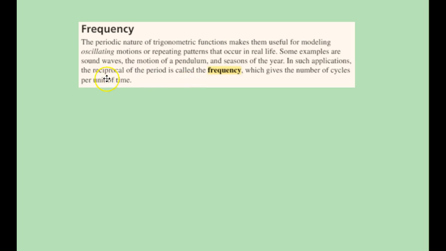So the frequency is the reciprocal of the period. Once we find the period, we use the reciprocal, which is going to be 1 over the period that we found. So the frequency gives the number of cycles per unit of time. The period, remember, is the length that it takes to get through one cycle. Frequency tells me how many cycles per unit of time. That's just our big difference there.